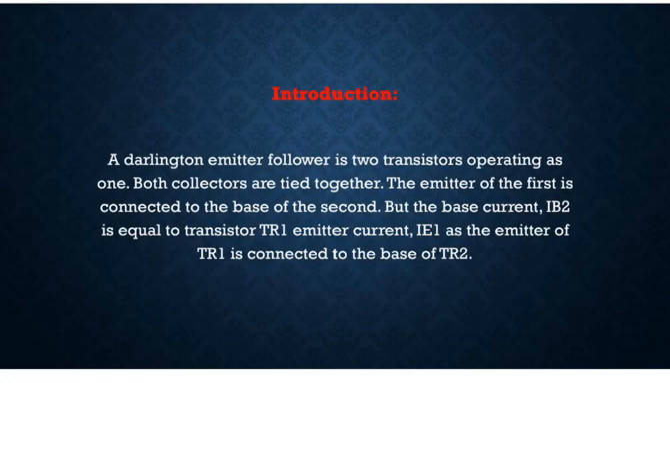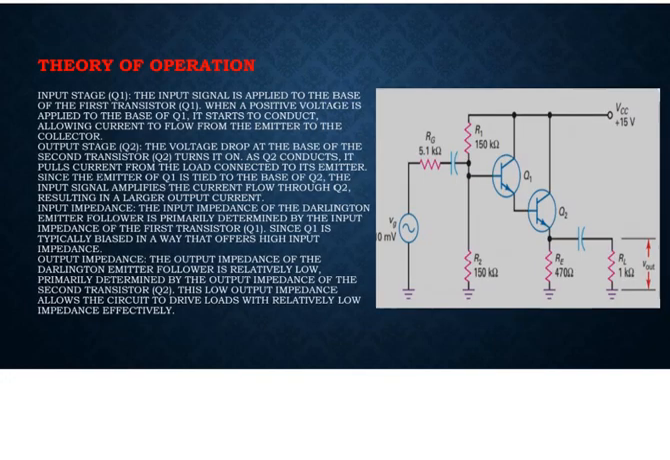Introduction. A Darlington emitter follower is two transistors operating as one. Both collectors are tied together. The emitter of the first is connected to the base of the second, so the base current IB2 is equal to the transistor TR1 emitter current IE1, as the emitter of TR1 is connected to the base of TR2.